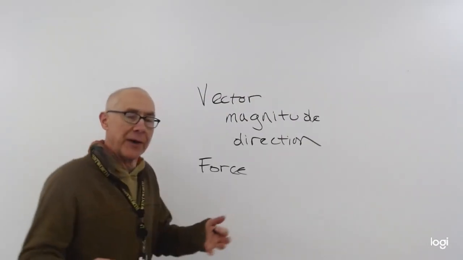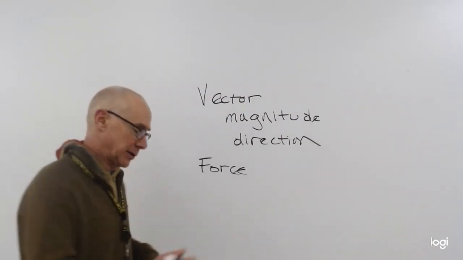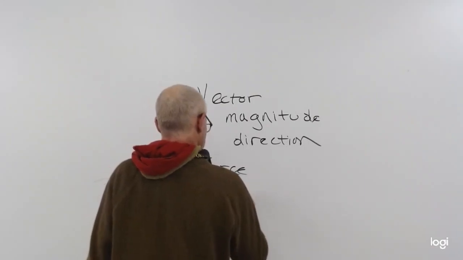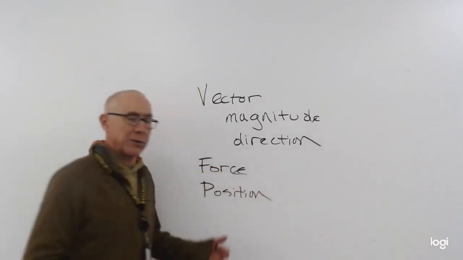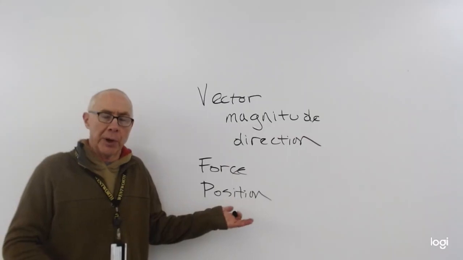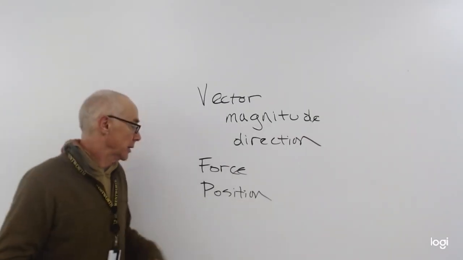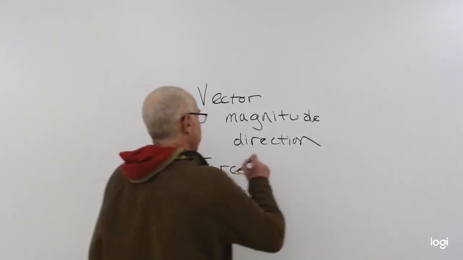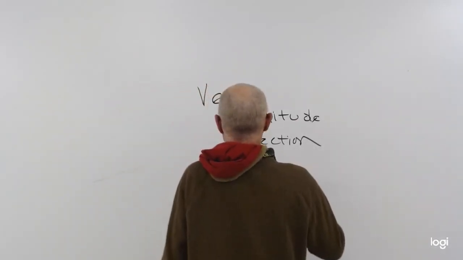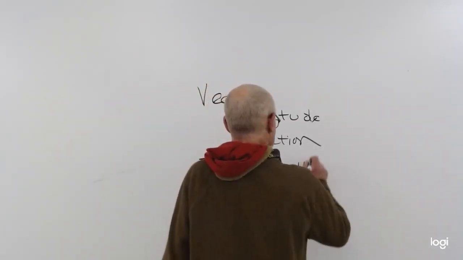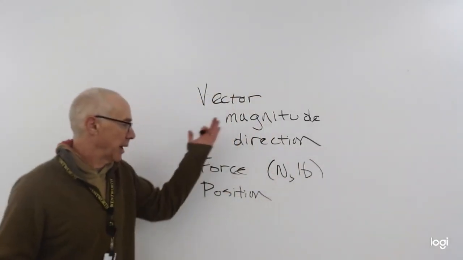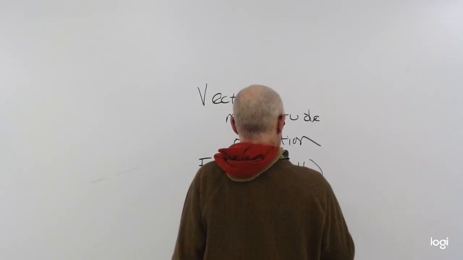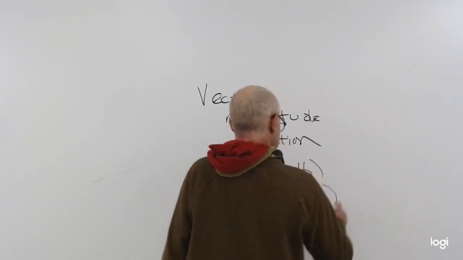The other types of vectors, we're going to talk about them later in the term. One is called a position vector, which describes the location of a point relative to some other point. It would have units of either meters or feet. Let me write that here. The force vector would have newtons or pounds, and position would have units of either meters or feet.